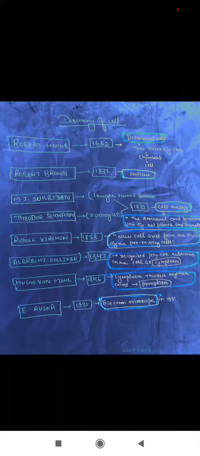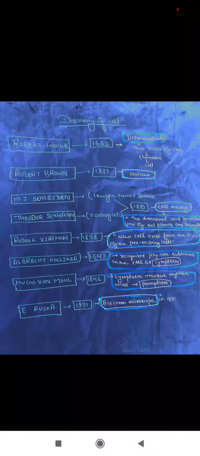At that time he could not observe the details of the cell because the material which he examined was dead and consisted only of cell walls. Later on, many other scientists experimented with living materials and concluded that all plants and animals are made up of cells which are filled with a semi-solid, jelly-like substance.